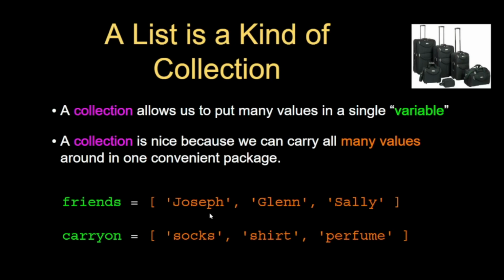List is simple as this. So we can say here that friends is a kind of a list. Carry on is also a list, and this friends list is containing three values, namely Joseph, Glenn, and Sally, starting with index 0, 1 and 2. Joseph is at index 0, Glenn is at index 1 and Sally is at index 2. So let's move on to the next slide and we'll get to know more about the list.